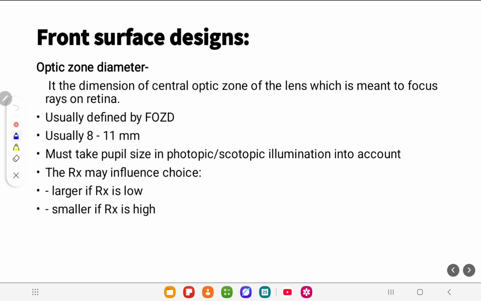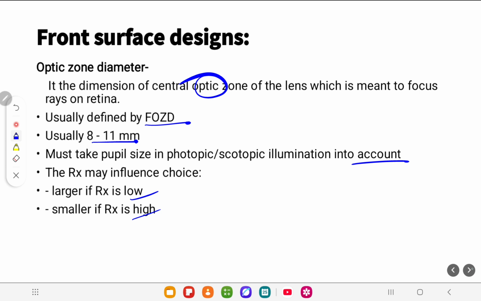Simple. So the front surface design is the same. The diameter of the center optical zone of the lens, which means focusing of the ray on the retina. That's why we say optical. Its purpose is optical, not fitting itself. So it is usually defined as the front optic zone diameter, usually 8 to 11 mm, and it must take pupil size in photopic or scotopic conditions into account. So it must cover the pupil completely. And the Rx may influence it: the larger the Rx, the smaller the FOZD; the smaller the Rx, the larger the FOZD.